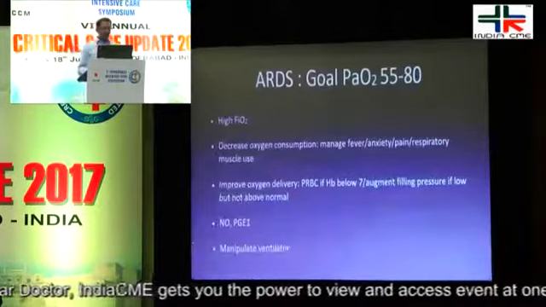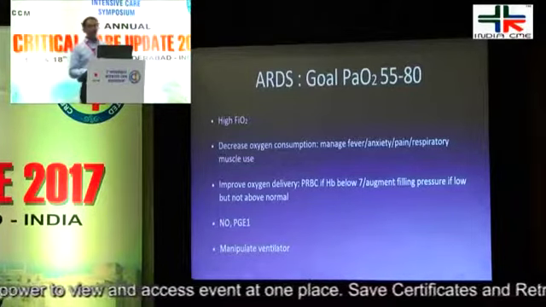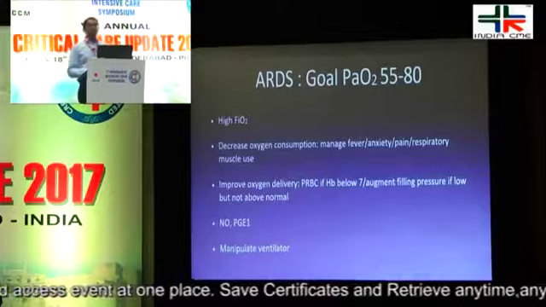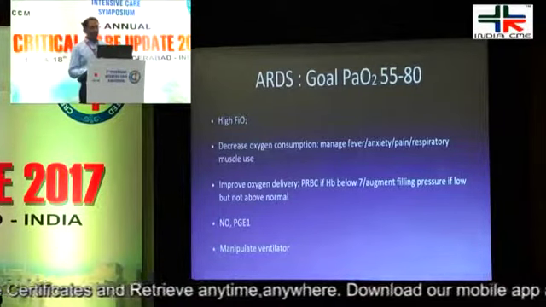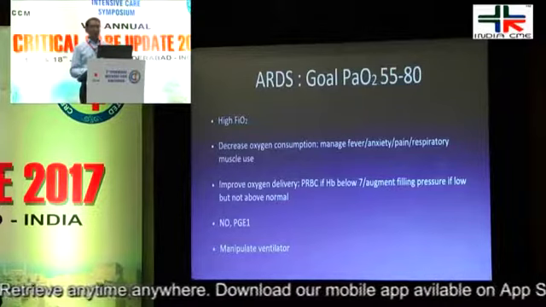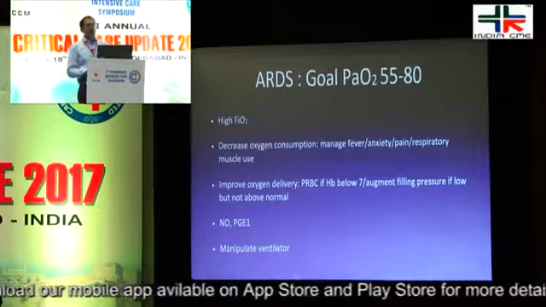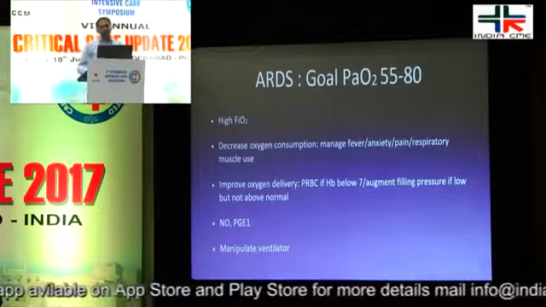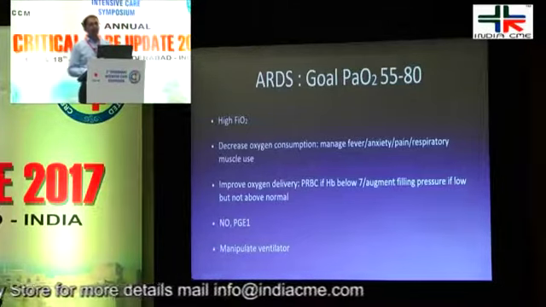Now, the goal PO2 we talked about is 55 to 80. A higher PO2, higher FiO2 is to be avoided. You also want to decrease oxygen consumption, and that you do by managing your fever, sedation, anxiety, and respiratory muscle use. You also need to optimize hemoglobin to about 7 or so. Most people I've seen are doing it even above 7, but the evidence is there only to be used. If you don't use it at the bedside, it doesn't make any sense. So ideally, don't transfuse if you don't need to.